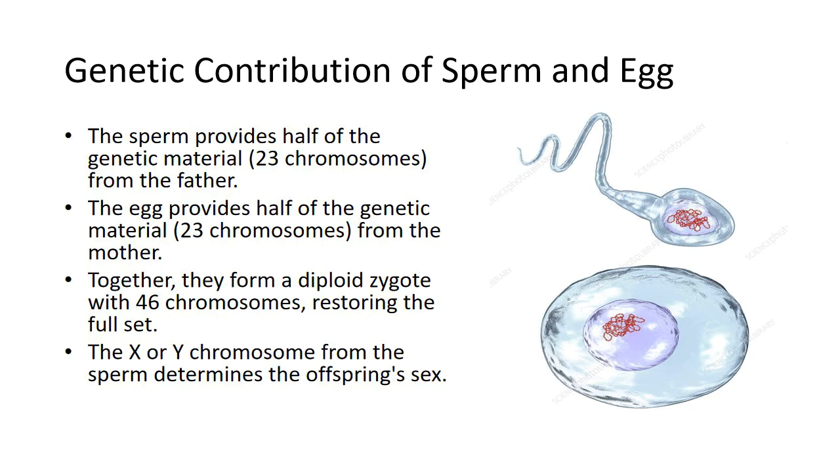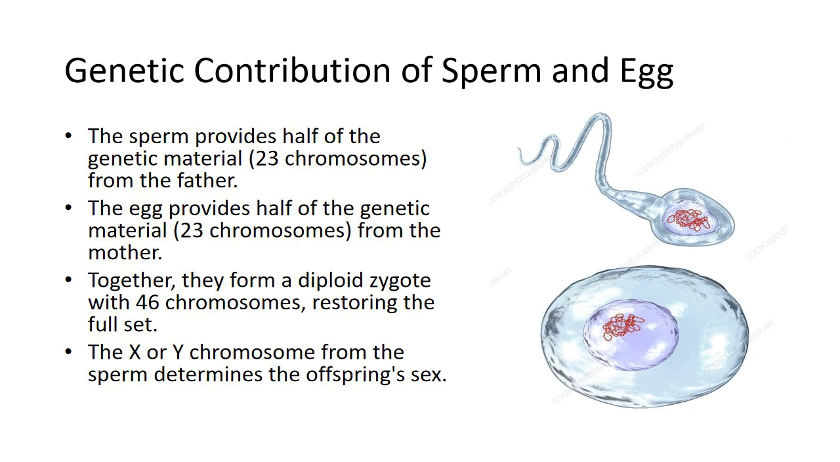a diploid zygote. The sperm also carries X or Y chromosomes, determining the sex of the offspring. If the sperm carries an X chromosome, the resulting zygote will be female, double X. If the sperm carries a Y chromosome, the zygote will be male, XY.